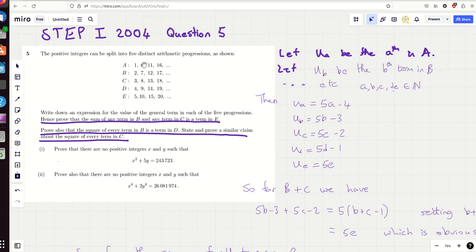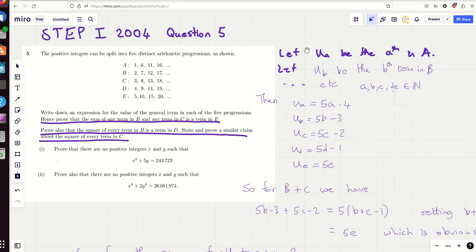However, I'm going to use different letters for each sequence because if you read a little bit further on, we've got to show that the sum of any term in B and any term in C is a term in E. Then you can't use n for each one because you're referring to the same term in B and the same term in C, i.e. the 4th term in B and the 4th term in C is a term in E. But they're saying any term in B and any term in C. So we do actually need to use different letters there, and that's really important, and that's probably where a lot of people go wrong on this kind of question.